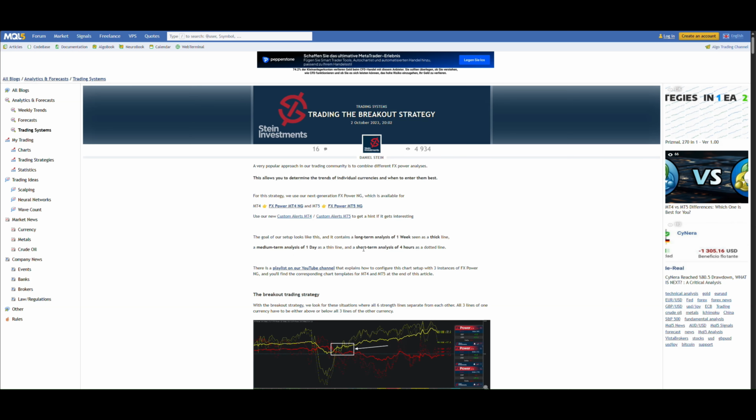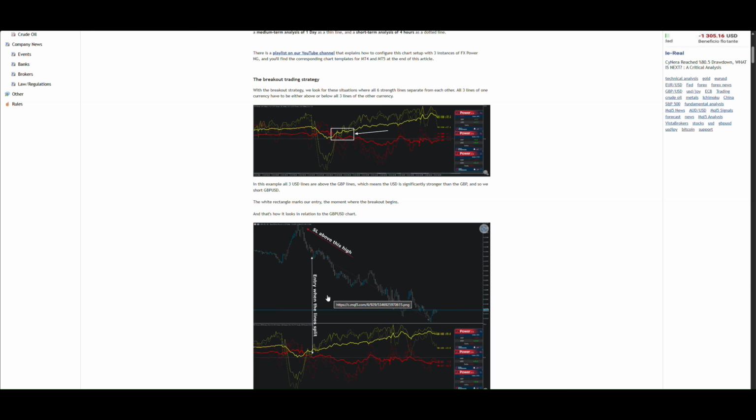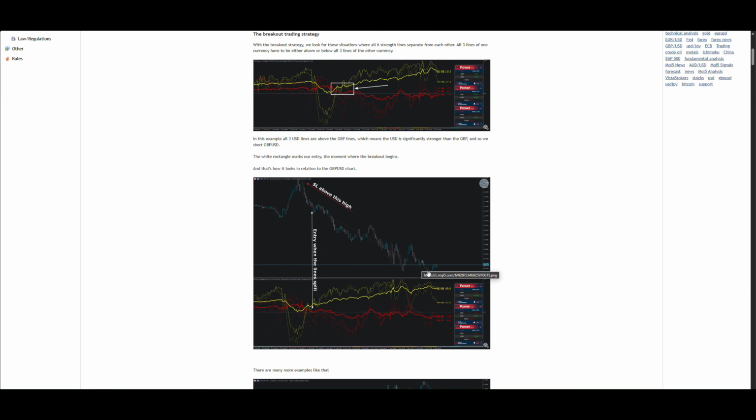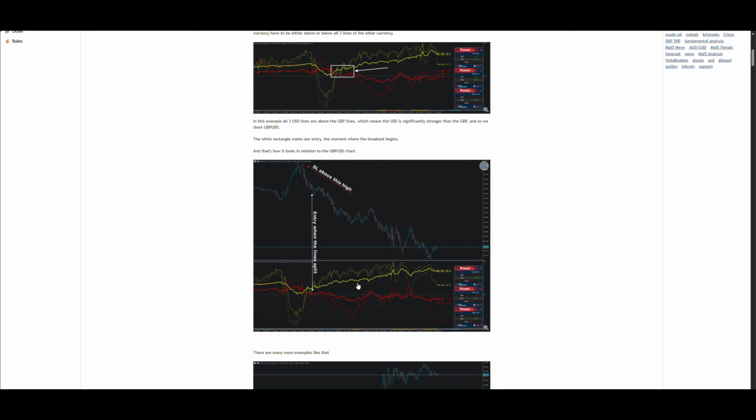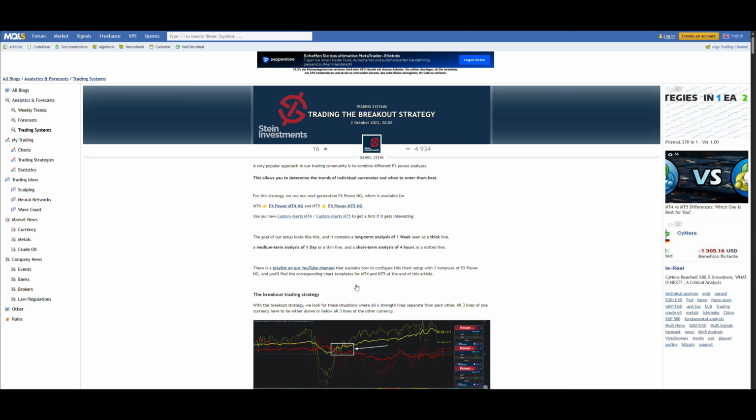Let's start with the breakout strategy. Here you'll find a detailed explanation, and we mainly look for these line splits where all trend lines of one currency are above the other currency, or vice versa. You'll see how to trade these opportunities, where to place the stop loss, and how to determine a reasonable risk and reward ratio, and that's what this video is mainly about.